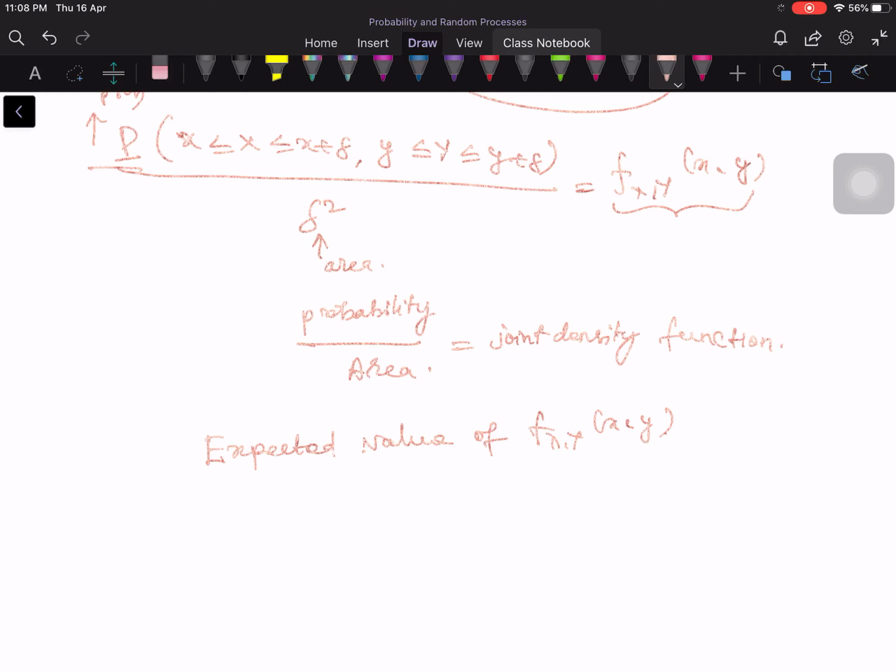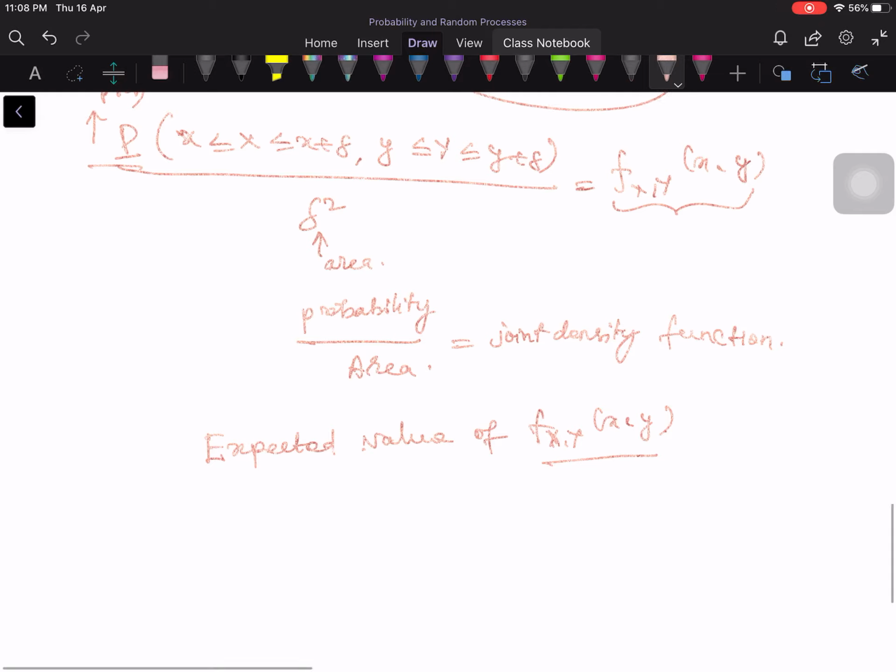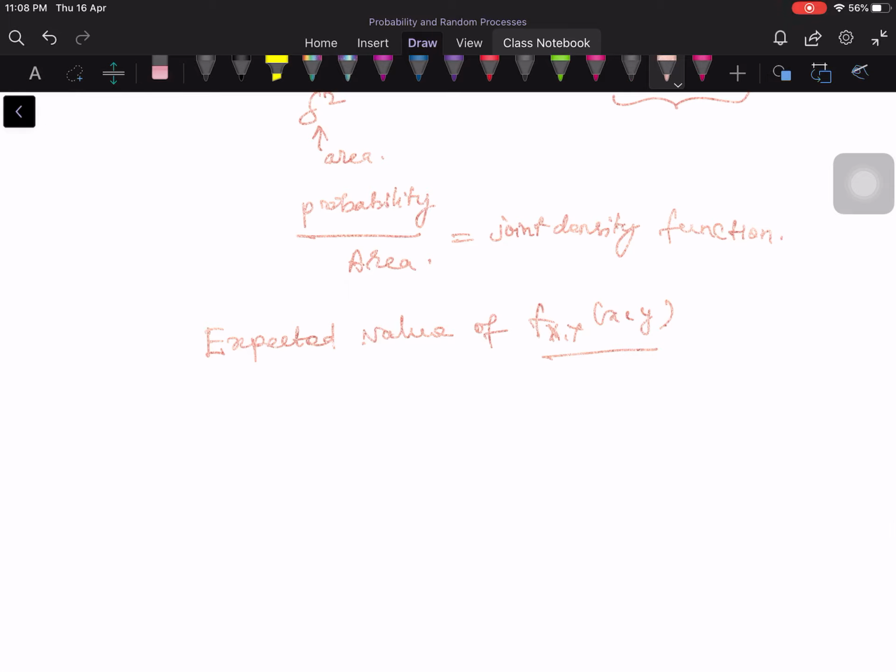Suppose that you have a function of two random variables described by this joint density function f_{X,Y}(x, y). You take another random variable that is a function of x and y. So let me call the random variable Z, which is g(X, Y). And how do you find out the expected value of the random variable Z?